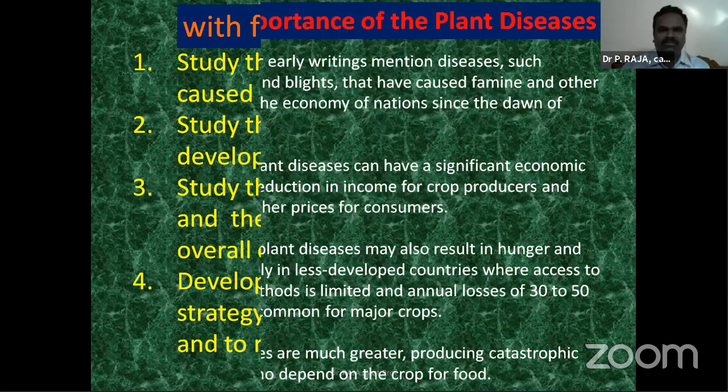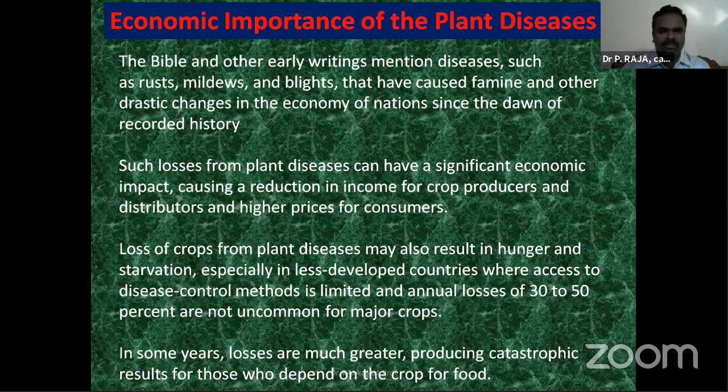On the economic importance of plant disease, there is much evidence written in the Bible. We can see the rust disease, mildews, and blights which attack various crops, even pests like grasshoppers, and so on. That is evident in the old text, in the Holy Bible. It is a dawn of record in history. Whenever a pathogen attacks, it causes significant economic losses on crop plants, sometimes total failure, and that leads to economic losses in nations. Crop losses result in hunger and starvation for the people, and in some years losses are much greater, producing catastrophic results for those who depend on the food crop for food.